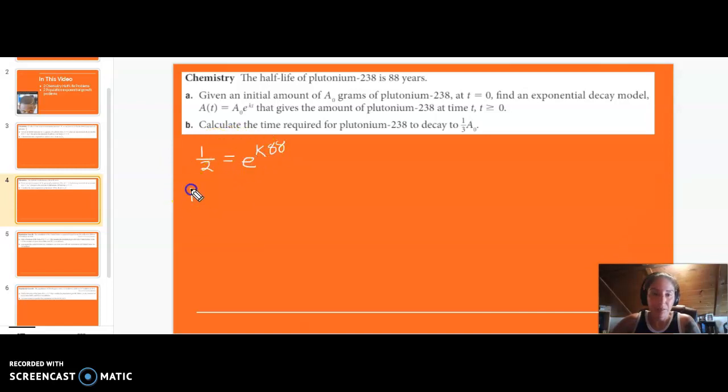Now let's solve this. ln of a half is going to equal 88k, because the ln undoes the e since they're inverses. Divide both sides by 88. So ln of a half over 88 will give us our k, and then once we have our k, we can make our exponential decay model. So ln of 88 divided, oops, sorry, not ln of 88, that'd be far too big.